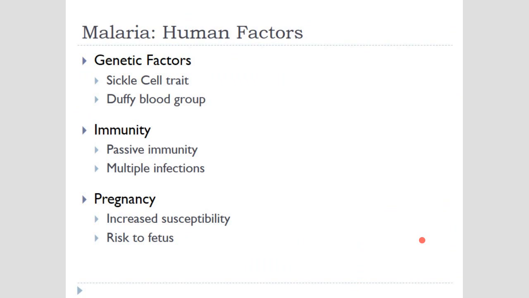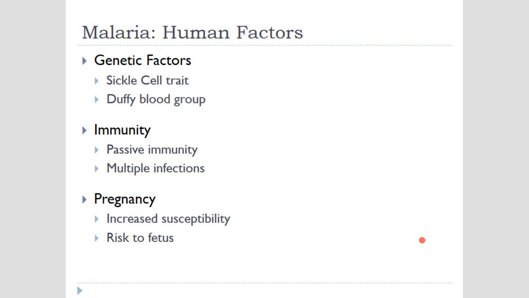Immunity, again, you can see we are still talking about that. It is a passive immunity. There are multiple infections. So this doesn't mean that if you had malaria this year, you won't have malaria next year. Right? That's different from viruses, where we get an antibody response. So these are some of the inherent problems that we are struggling with.